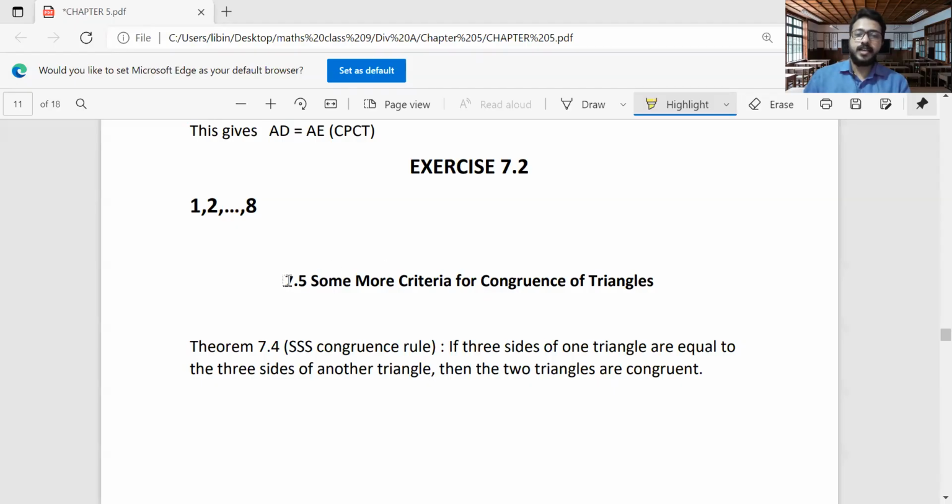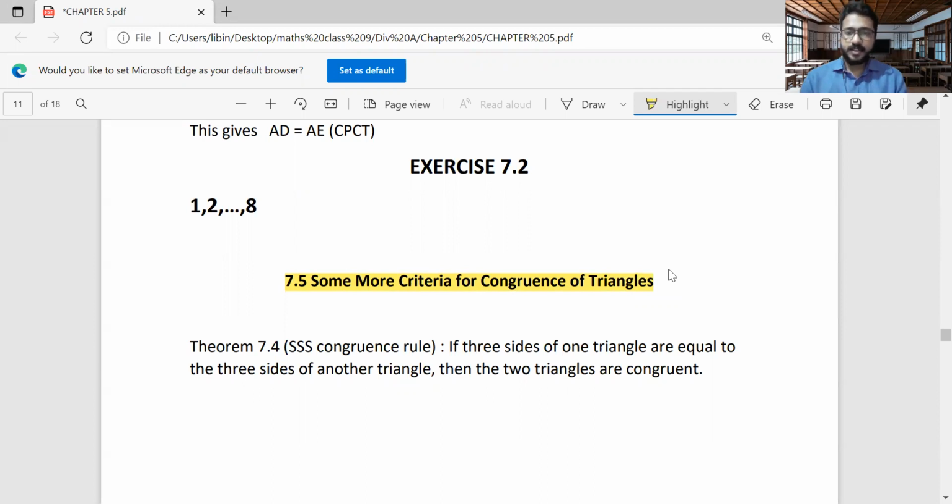Today, we will learn some more properties, some more congruence relations. Let us see what we are going to learn. As you can see here in section 7.5, we will see some more criteria for congruence of triangles. Let me ask you, what are the criteria which we had learned earlier? Do you remember? Just think, what were those criteria?